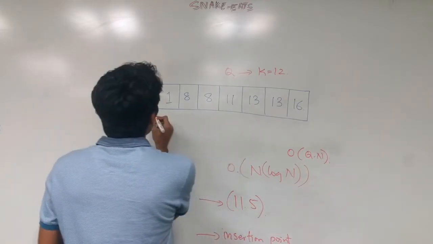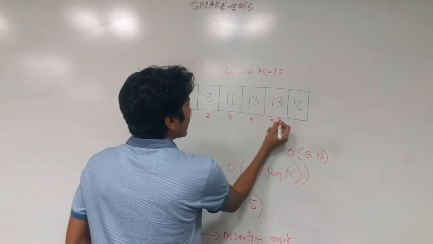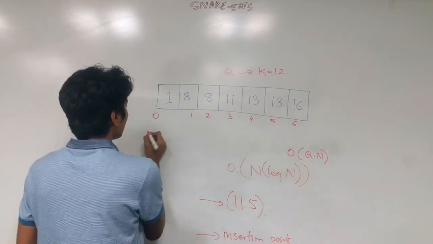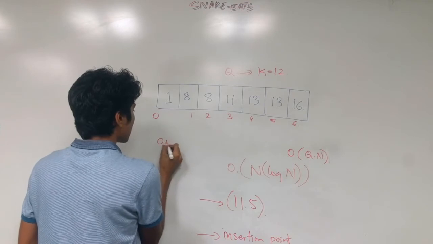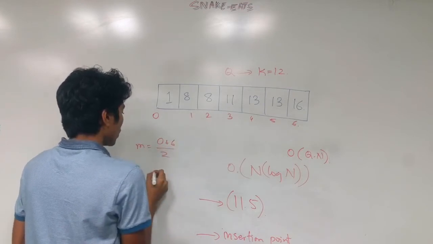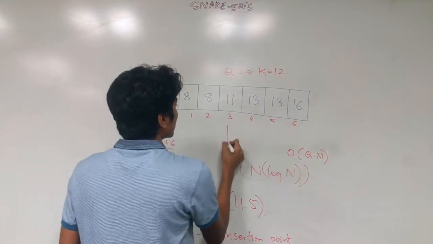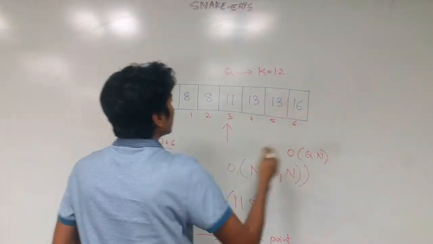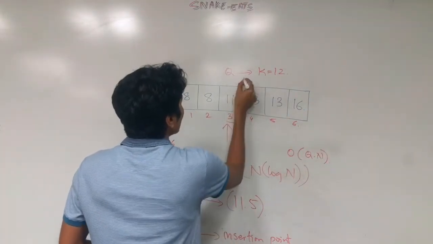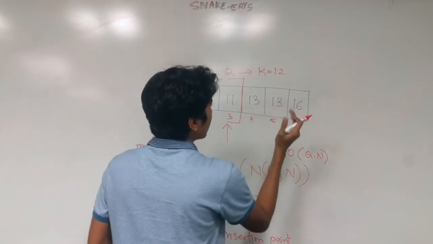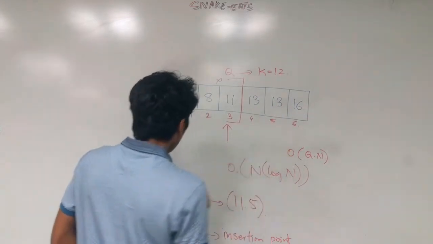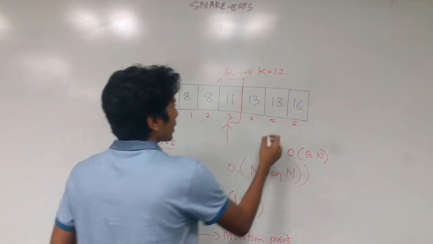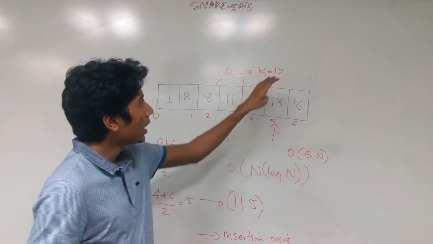So 0, 1, 2, 3, 4, 5, and 6 are the indexes we are playing with. We are going to binary search on this. Lower and upper are 0 and 6, so the new mid is 3. We go to index 3 and check: is 11 less than 12? Yes, so we go to the right. All these elements are discarded. Our lower bound is 4 and upper bound is 6, and the middle of that is 5.